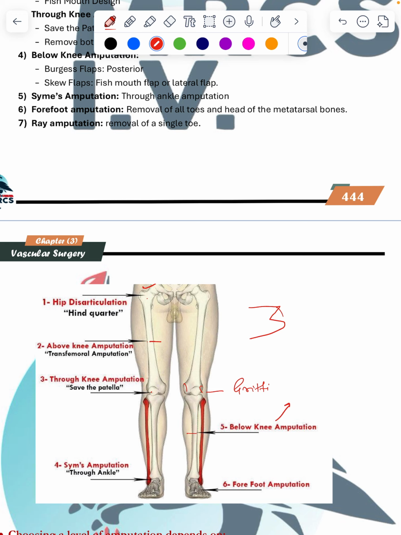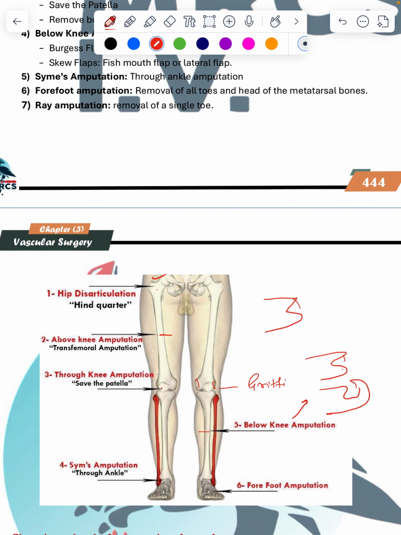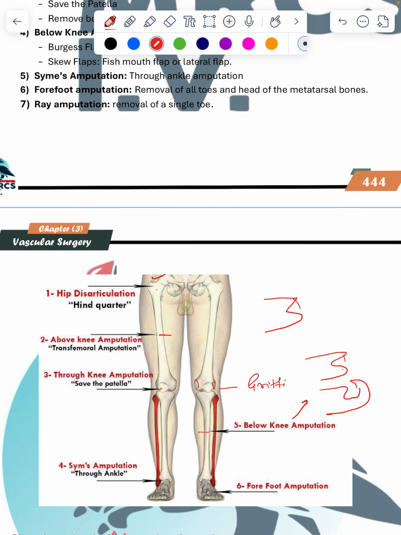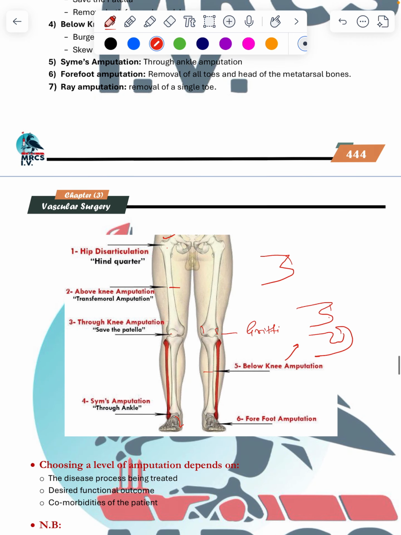Burgess flap. The flap is like this. Posteriorly, the flap is raised. That is called Burgess. And skew flap, fish mouth flap or lateral flap. This again is a fish flap. This is called the skew flap and the Burgess flap. Syme's amputation through the ankle. You have to go through the ankle joint. Okay. Then through the ankle amputation.